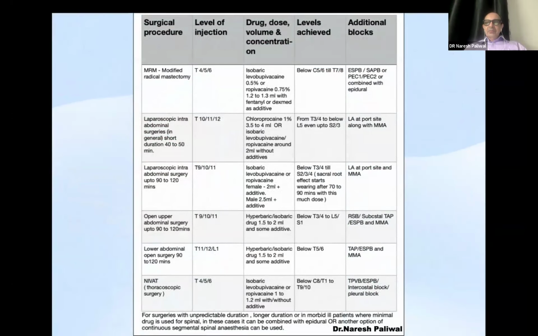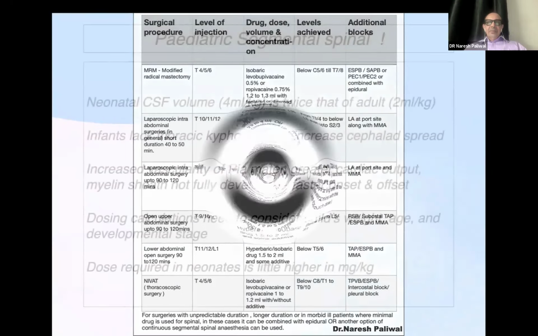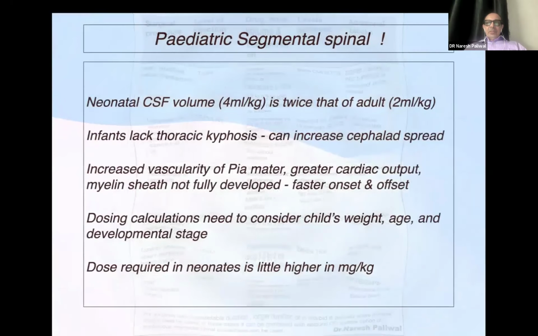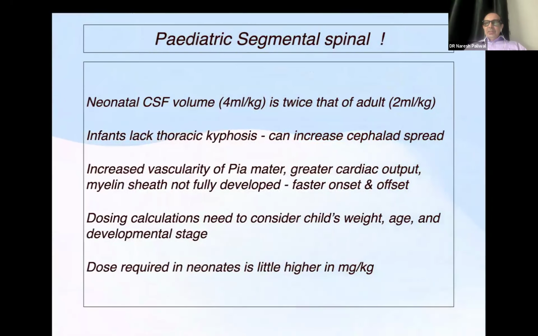And this was a chart which I have prepared about the surgical procedure, level of injection, drug dose, volume, and concentration, different levels achieved, and additional blocks you need for post-op analgesia. So this was presented to BJA for correction of that chart in that article. In short, about the pediatric segmental spinal, this is still in infancy.